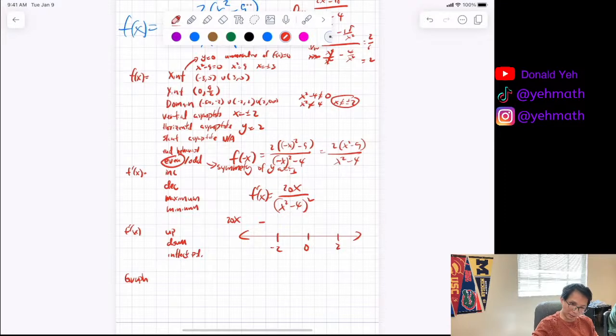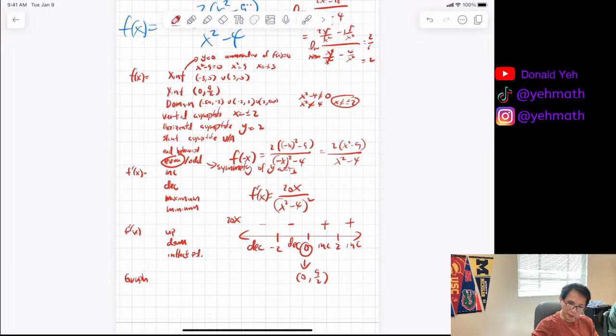This one is going to be minus sign, I think. Minus sign, plus sign, and plus sign. So the increasing, no, sorry, decreasing. Decreasing, decreasing, increasing, increasing. So this 0 is a 0, 9 over 2 is a minimum because it went from decreasing to increasing.